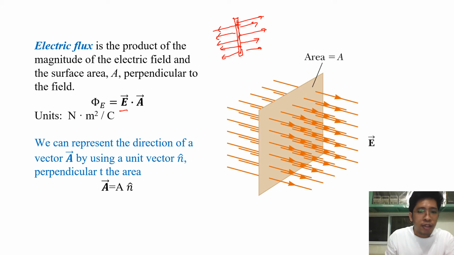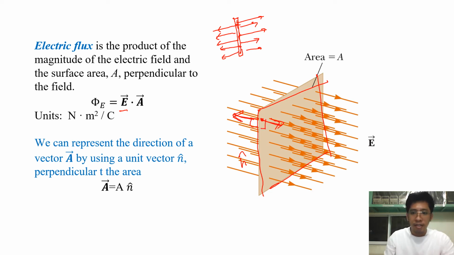The direction of your vector A is the unit vector n hat perpendicular to the area. So if this is your area A here, your unit vector n hat is perpendicular to the surface. You have two: this perpendicular here, and then the one at the back. You have two perpendiculars at 90 degrees to your surface. It just depends on which side you are referring to.